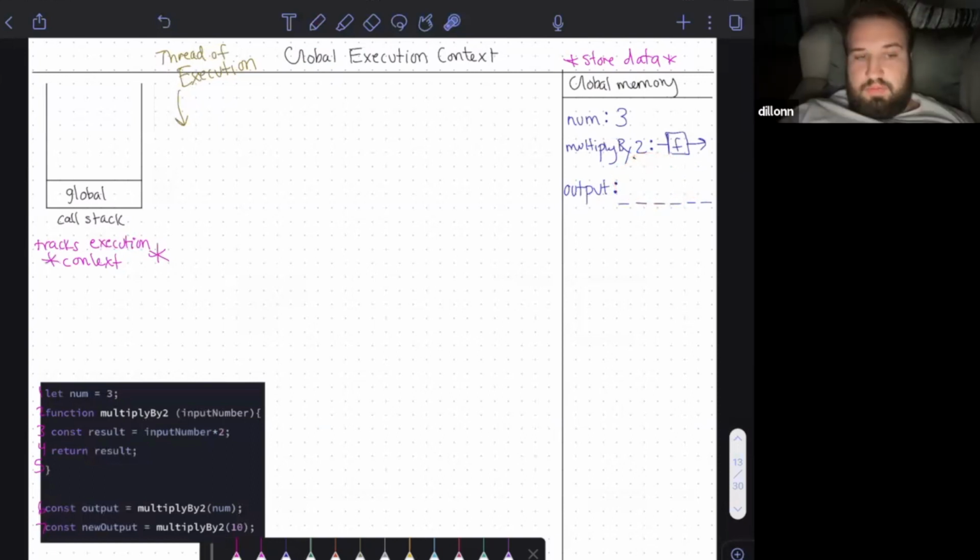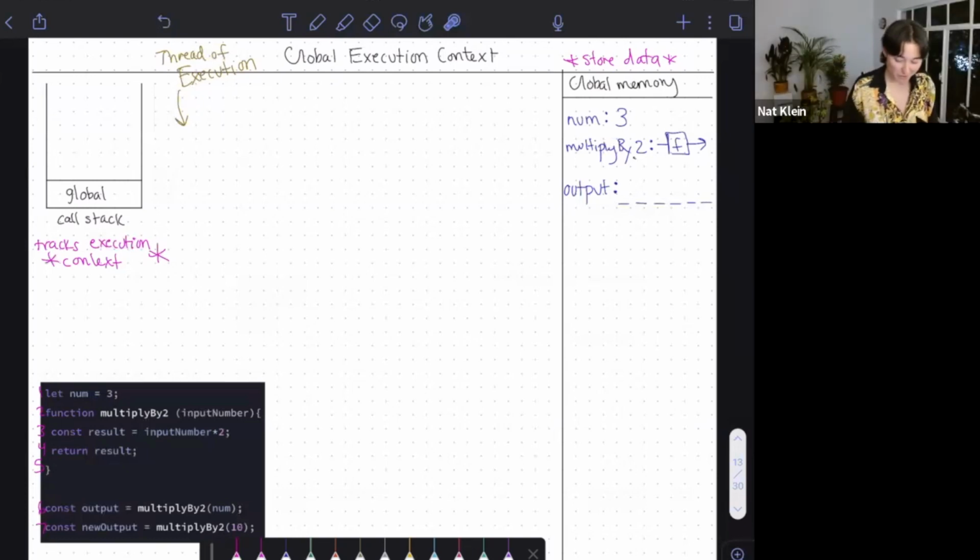The function multiplyBy2 is going to be invoked with the argument num. So it has to go through the function in order for the undefined to become defined. Exactly. Yes. The value that will eventually be stored at this label output in global memory, we can say it's the evaluated result of invoking the function multiplyBy2, passing in the argument num.